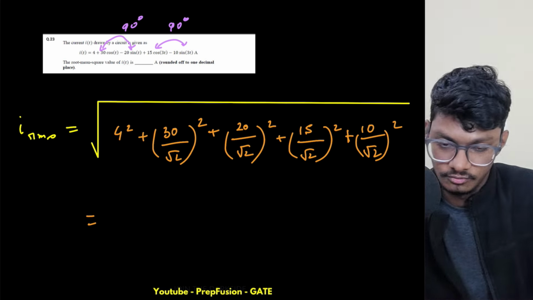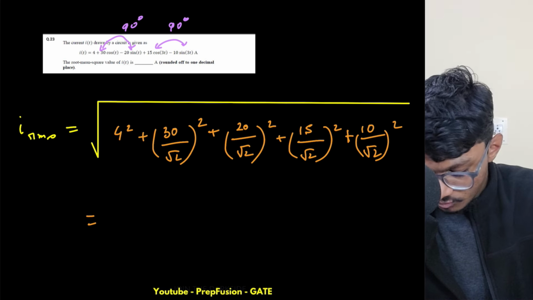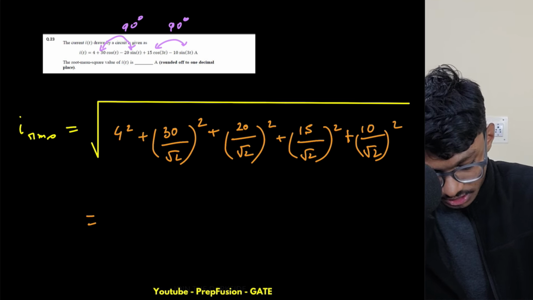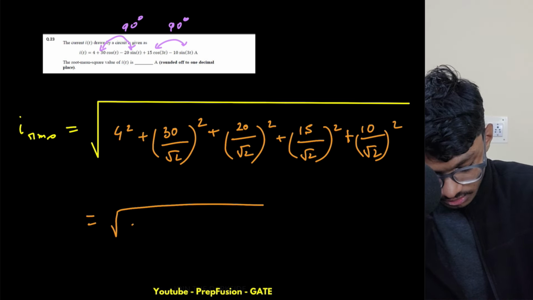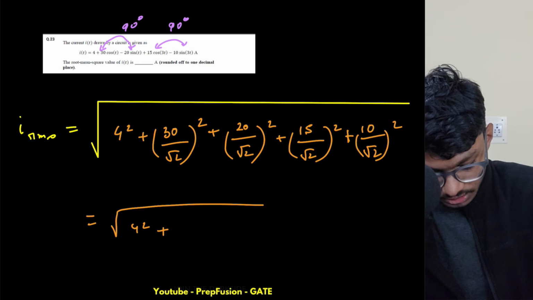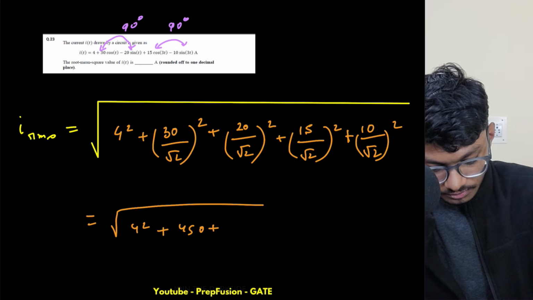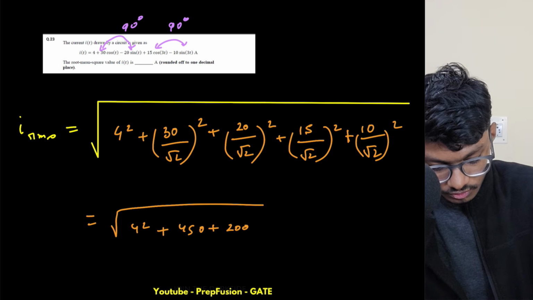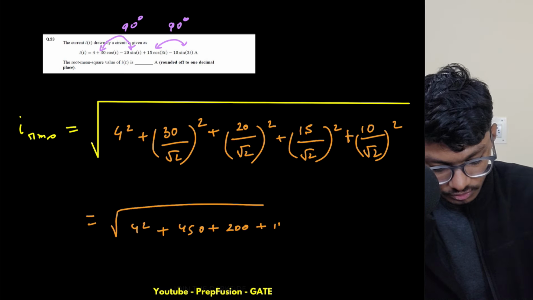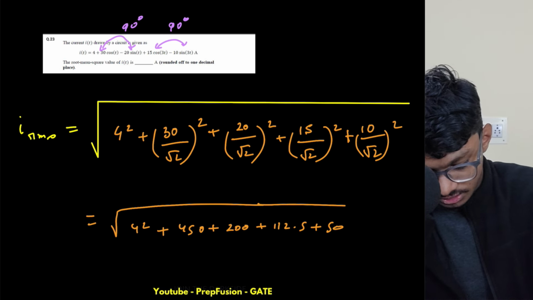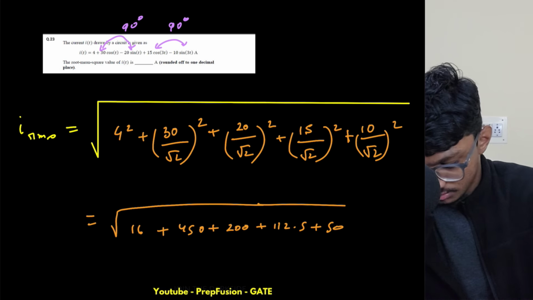So what will be the value for this? They have told us to round off to 1 decimal place. Let me just do the calculation for this. So this will be 4 square, which is 16, plus 900 by 2, which is 450, plus 400 by 2, 200, plus 225 by 2, 112.5, plus 50.